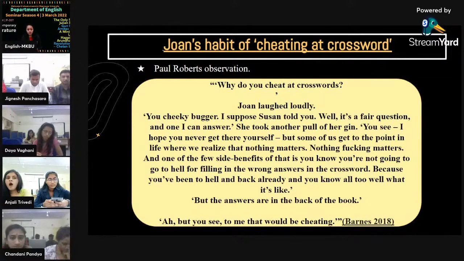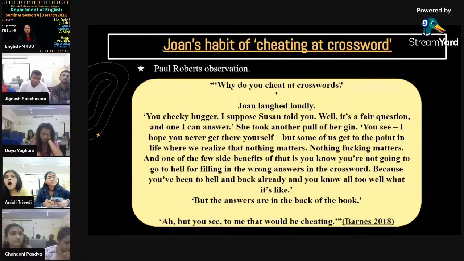"But some of us get to the point in life where we realize that nothing matters. Nothing fucking matters. And one of the few side benefits of that is you know you are not going to go to hell for filling in the wrong answers in the crosswords. Because you have been to hell and back already, and you know all too well what it is like." "But the answers are in the back of the book." "Oh, but you see, to me, that would be cheating." So this answer is given by John.